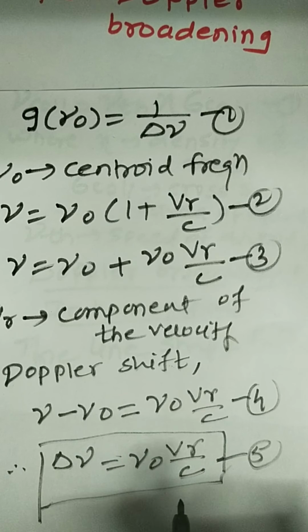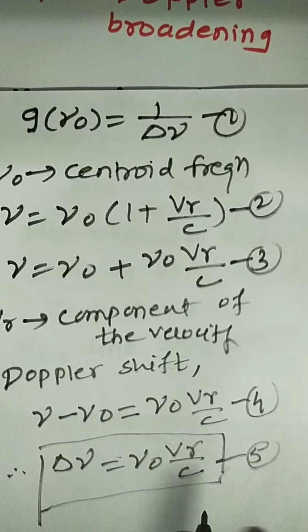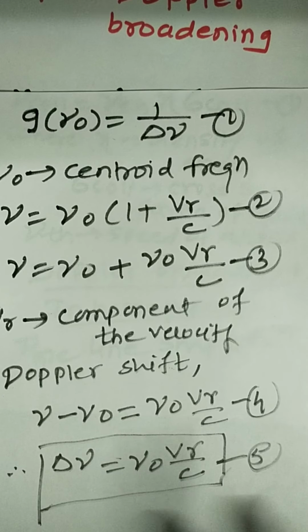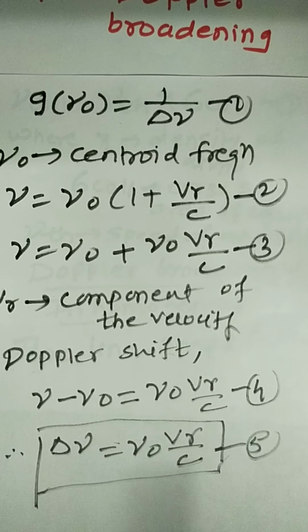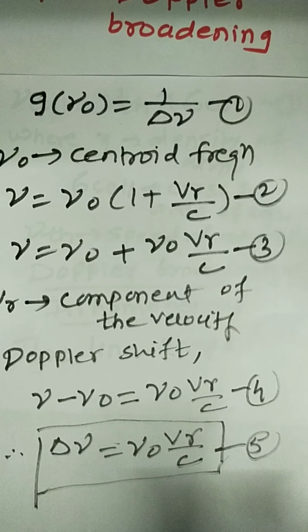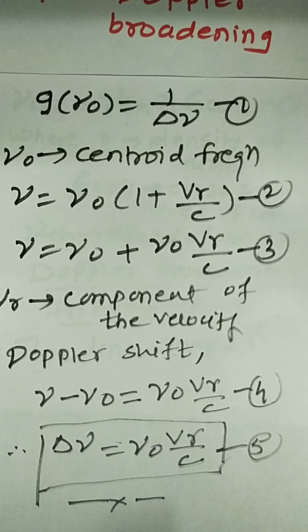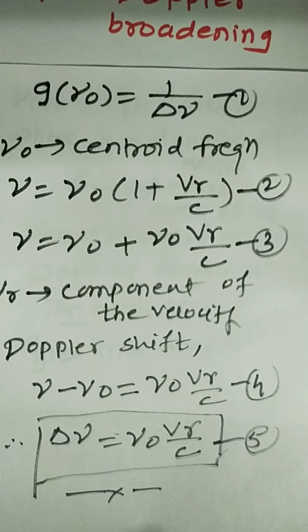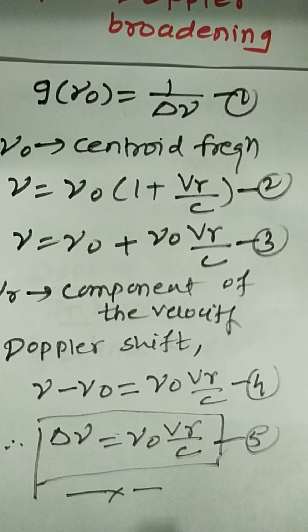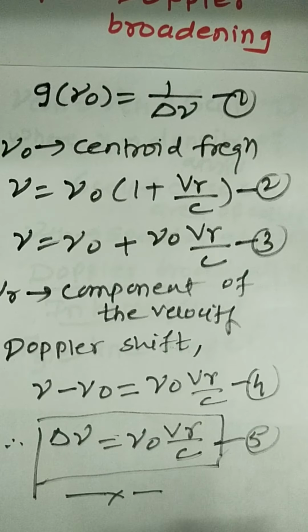This is the Doppler shift, and this mechanism is the Doppler mechanism. Doppler broadening is the broadening of the spectral lines due to the Doppler effect caused by the distribution of the velocities of the atoms, and it is an example of an inhomogeneous broadening mechanism.